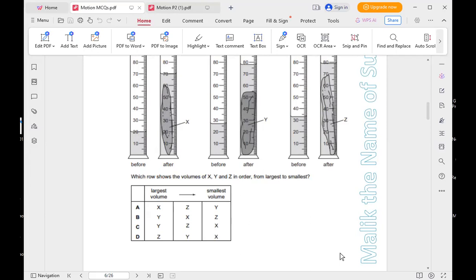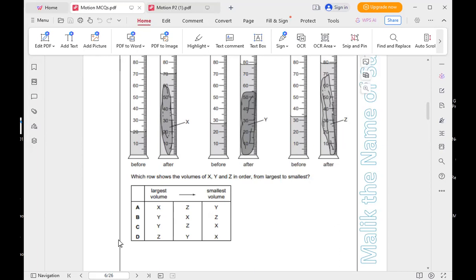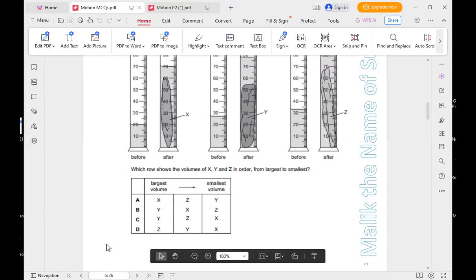Okay. First, Y. Y has 51 centimeter cubed. Then X comes because it has 50 centimeter cubed, and then Z comes. It has 46 centimeter cubed. Okay, it means the option B.